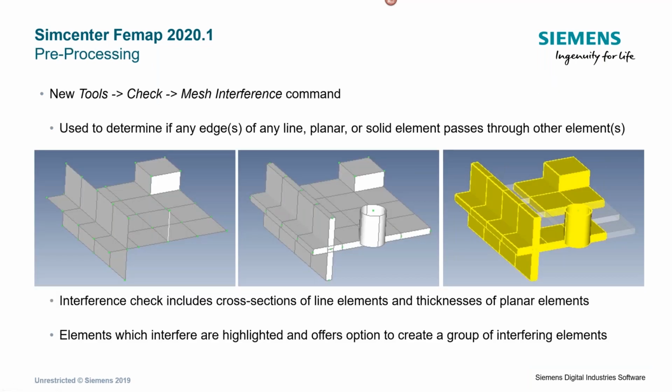Tools, check mesh interference command. This is used to determine if any edges of any line, planar, or solid elements pass through any other elements. This is useful to go ahead and visualize. As a workaround, I used to select one element using any sort of command, and then inside Femap there's a pick option to say add all connected elements. So you select one of those elements, then pick add all connected elements, and you'll be able to visualize that. This does it at a global level, which is really nice and convenient.